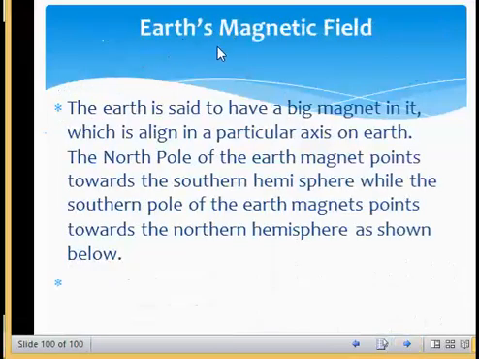We're going to look at Earth's magnetic field. Earth is said to have a magnetic field. We are going to study Earth's magnetic field in our next video.